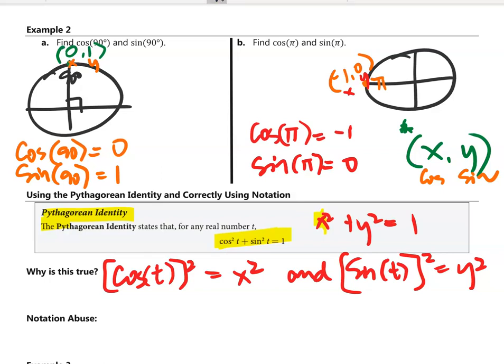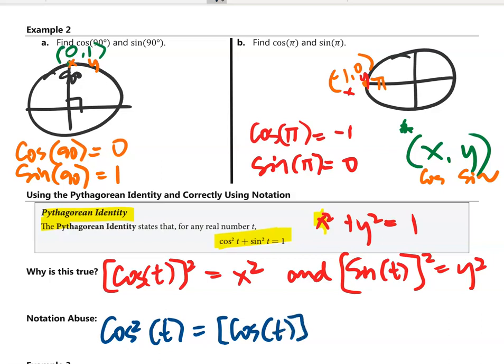Notation abuse: whenever you see cosine squared of t, that is the same thing as cosine of t squared. Also, sine squared of t is the same thing as sine of t squared.